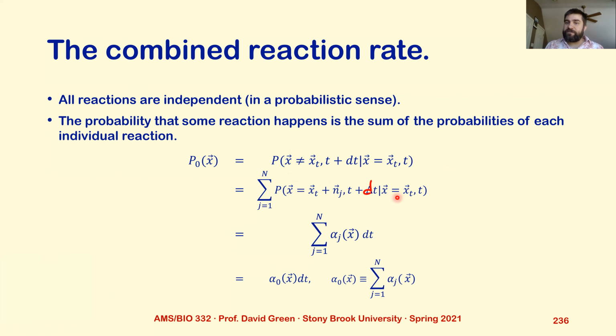We also know that each of these individual reaction probabilities is given by our rate rule multiplied by dt. So this combined reaction rate is a sum over all reactions of the individual rate rule. Ignoring the dt, just summing up the individual rates, let's call that alpha naught. And when we do that, we have that the probability that something happens is given by this combined rate alpha naught multiplied by dt.